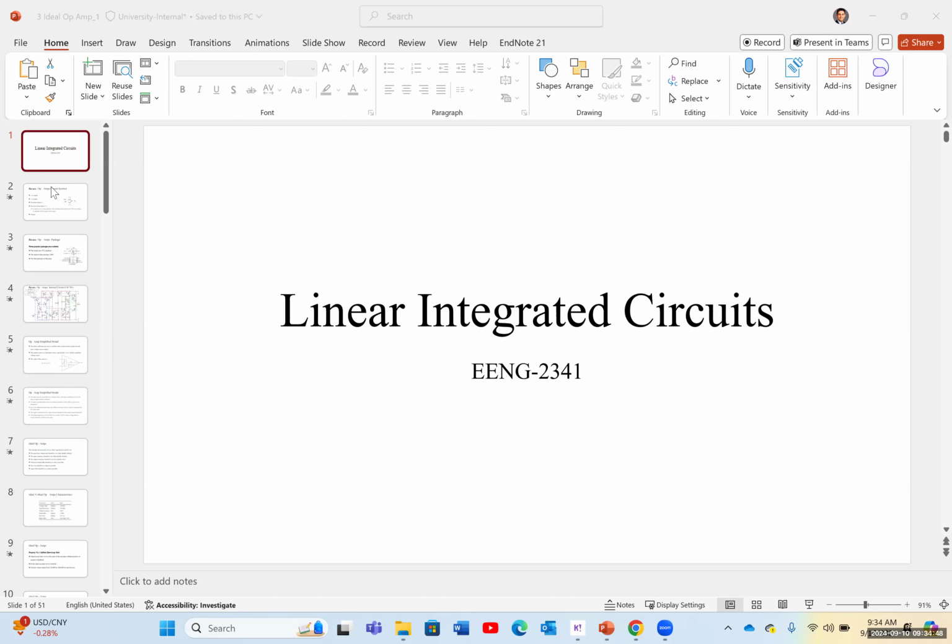So this week, we're gonna speak about ideal op amps, the characteristics of an ideal op amp, and different operations of an ideal op amp.